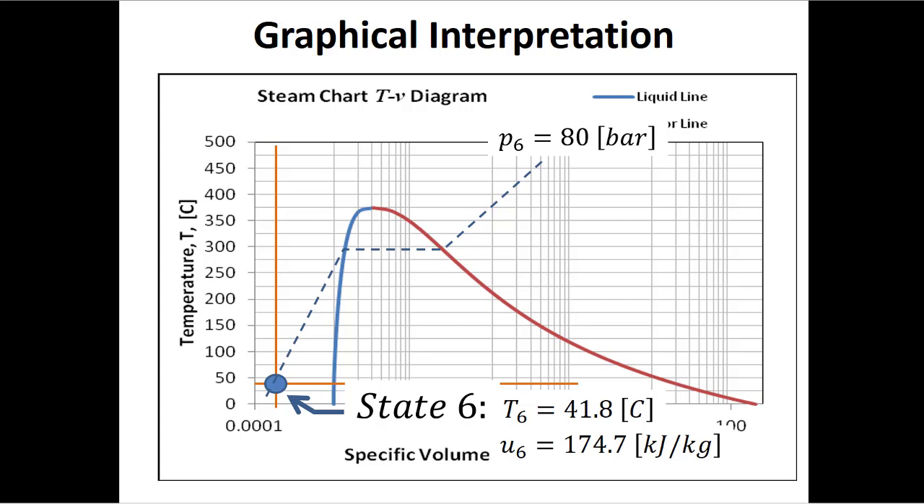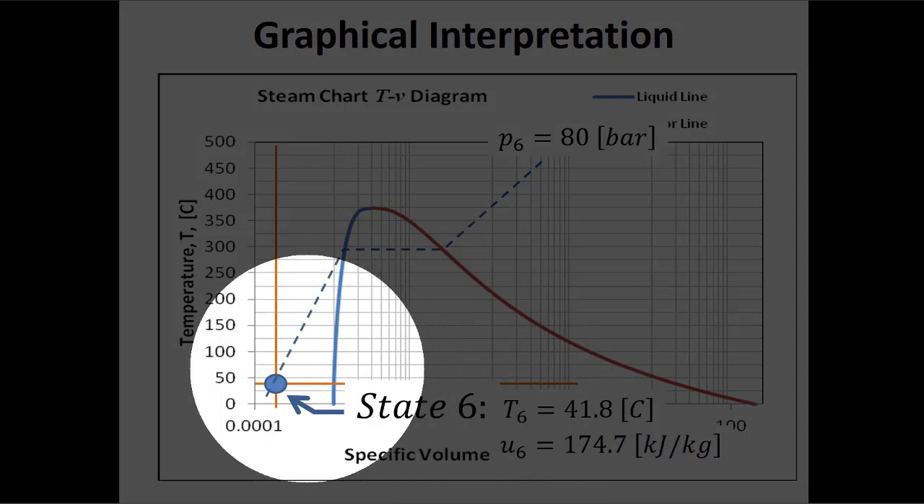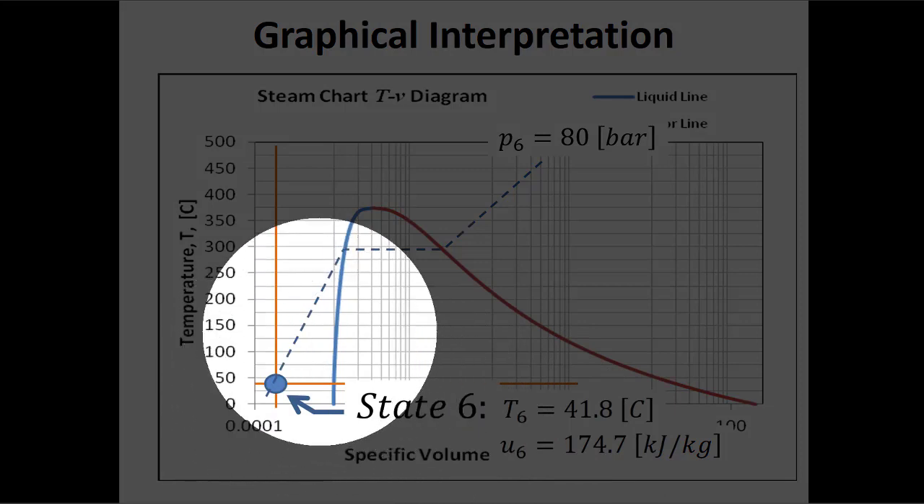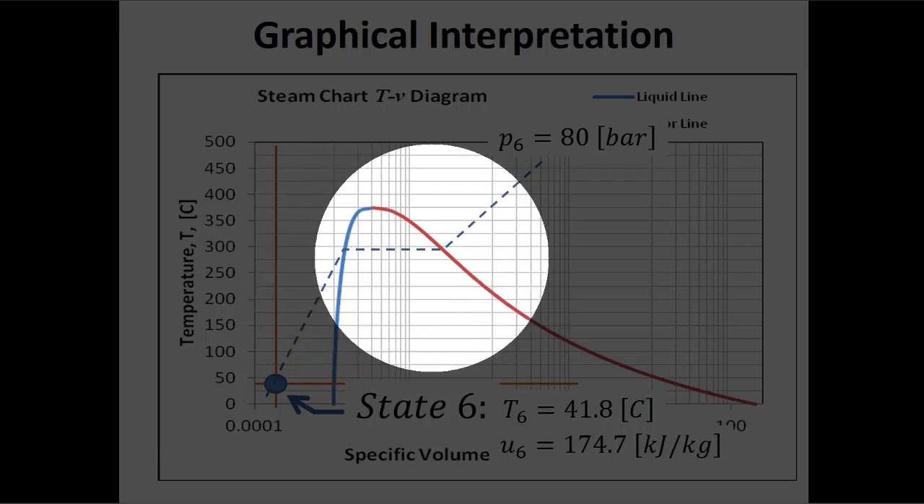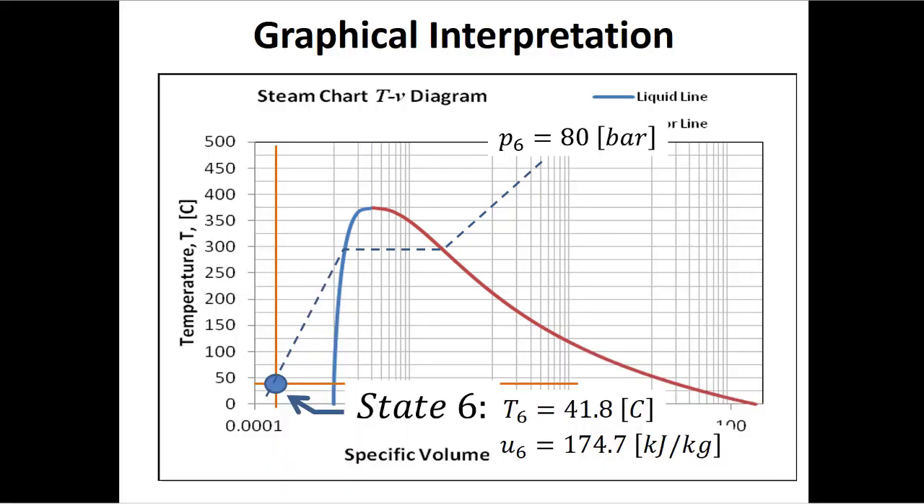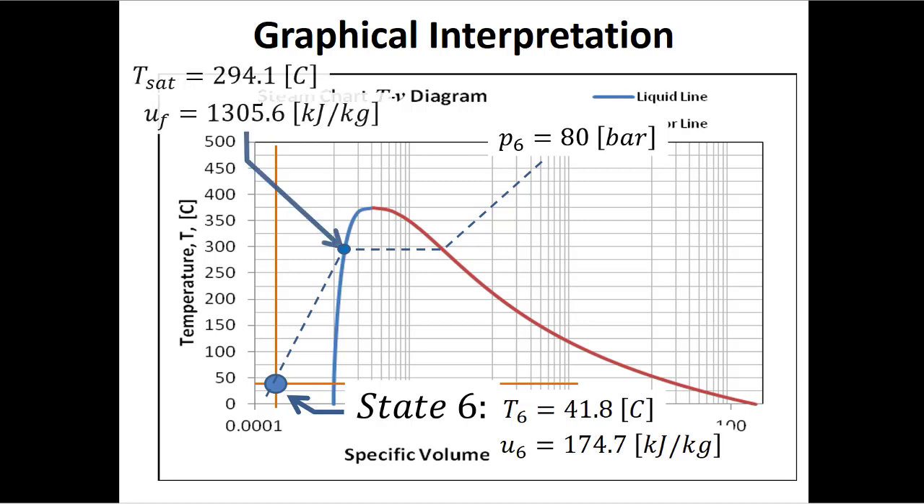So when we have a T-v diagram, this is what a constant pressure line looks like. It slopes up until it hits the saturated liquid line, and then it's flat, because remember, temperature and pressure are dependent. If we know one, we know the other, as long as we're under the vapor dome. And then it slopes up again once we're in the superheated vapor region. So if I wanted to go from state 6 that we had last time right up to the saturated liquid line, I could find out the saturation temperature at that pressure, and in this case, it's 294.1 degrees Celsius.